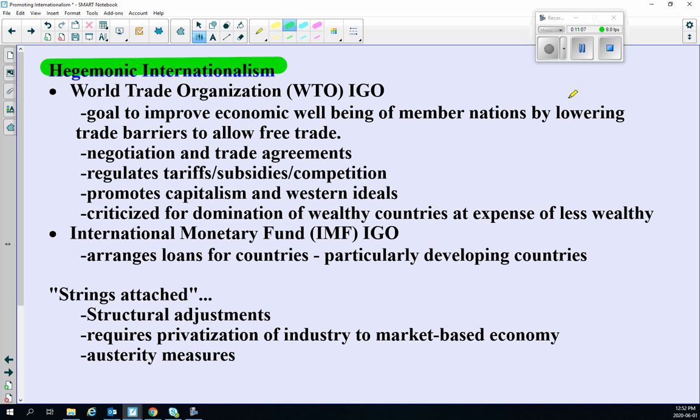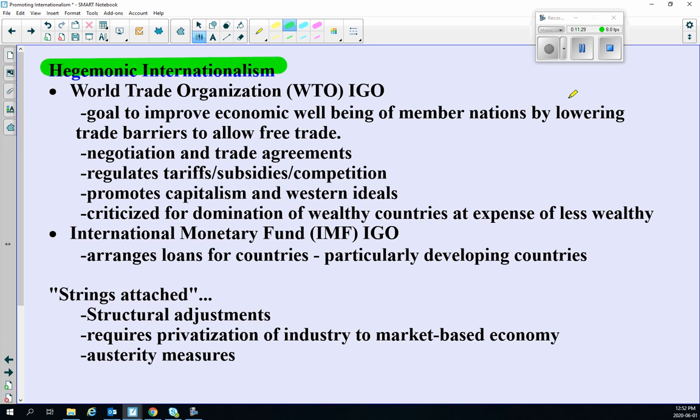A lot of money has been made because of the WTO. They've liberated trade, they've promoted free trade, they made a lot of countries rich. They've even made poor countries richer than they were before. But the World Trade Organization might have a downfall, and that downfall would be it's an example of hegemonic internationalism.